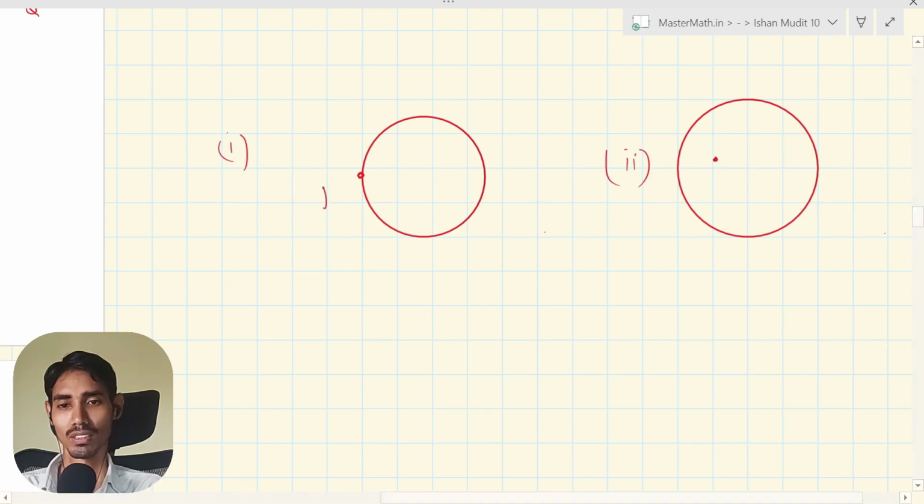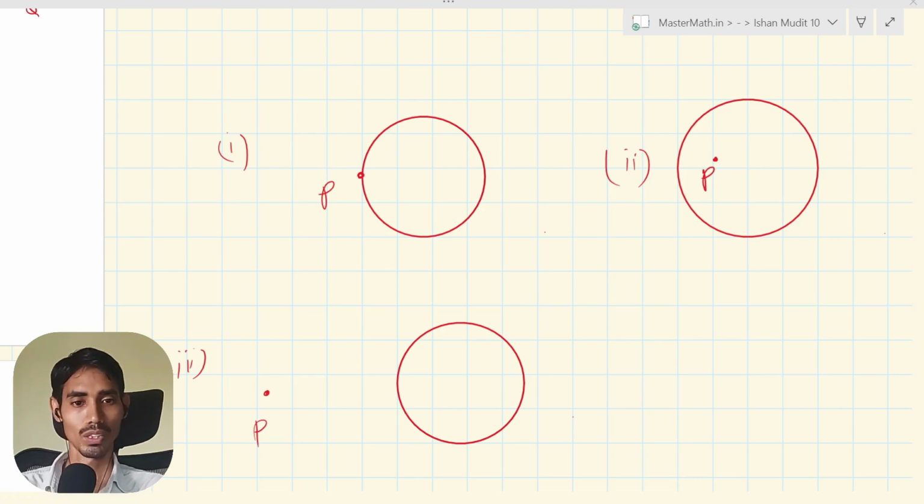inside somewhere, this is P, this is also P, and then outside. So how many tangents are possible for each of these cases? Give it a try.